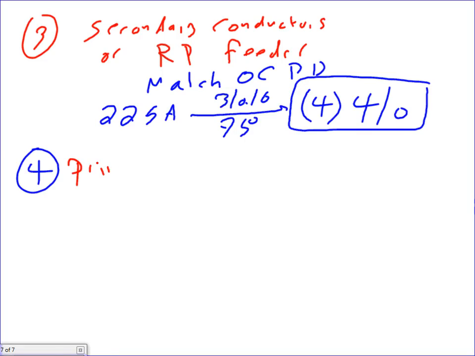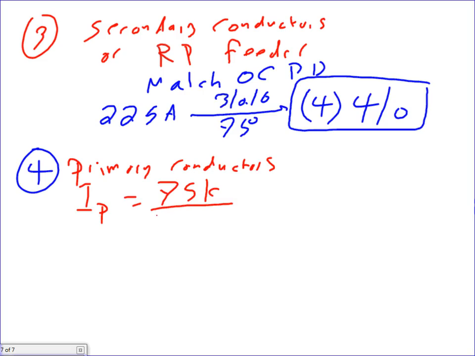Primary conductors for the transformer. Okay, then I need I primary equals 75K divided by 1.73. Which voltage? I'm going to be dividing on the primary side. 480. Are you Holly? Yeah. 480. I think she's taking it.